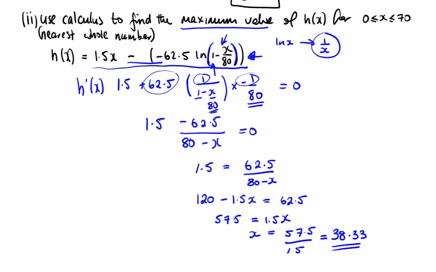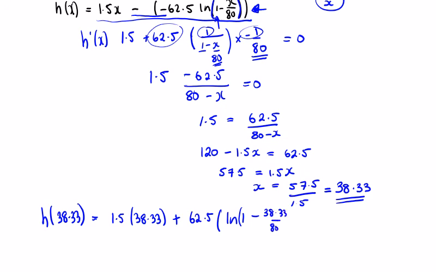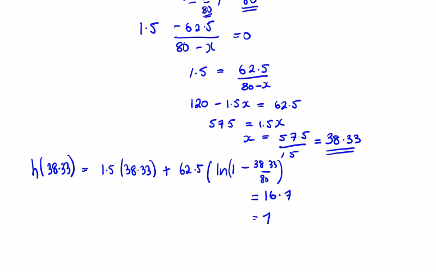And if we put this back into our original equation, h of 38.33 is going to give me 1.5 by 38.33 plus 62.5 by the natural log of 1 minus 38.33 over 80. That's going to give me 16.7. We were asked for the nearest whole number, weren't we? Nearest whole number. So that's going to give me 17. And that is in time. So that's 17 days.